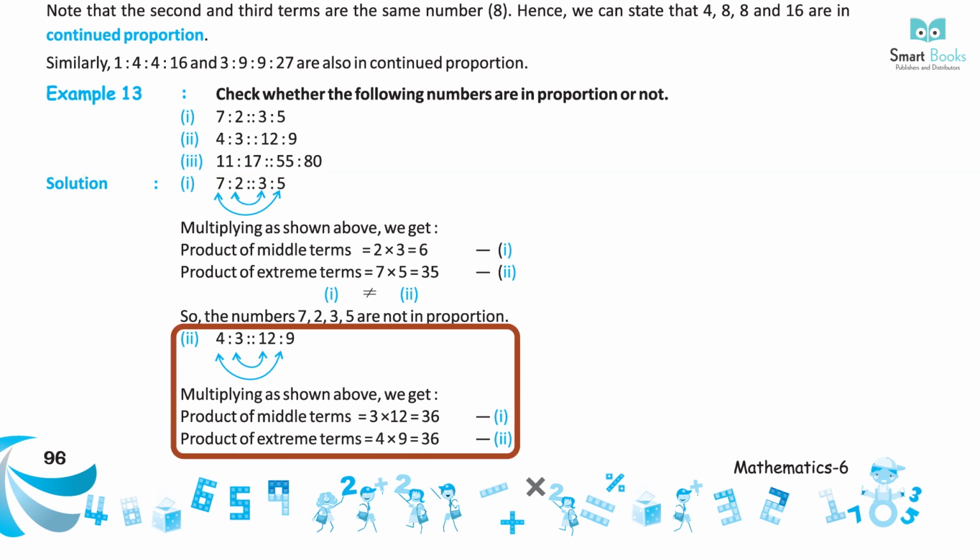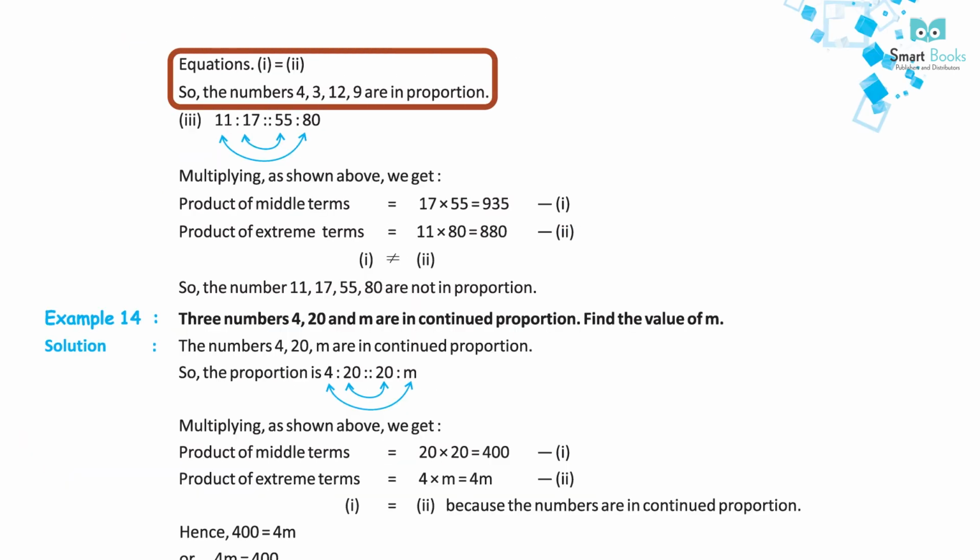Second, 4:3::12:9. Multiplying as shown above, we get product of middle terms equals 3 into 12 equals 36. First statement, product of extreme terms equals 4 into 9 equals 36. Second statement, the first equation is equal to the second. So, the numbers 4, 3, 12, 9 are in proportion.